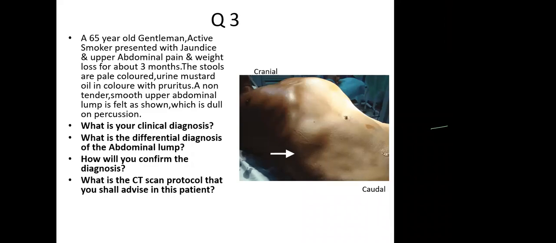A 65-year-old gentleman, active smoker, presented with jaundice and upper abdomen pain, weight loss for about 3 months. The stool is pale colored, urine mustard oil in color with pruritus. A non-tender, smooth upper abdominal lump is felt as shown, which is dull on percussion. What is your clinical diagnosis? It's a case of obstructive jaundice, probably with enlargement of the gallbladder, malignant pathology, sir.